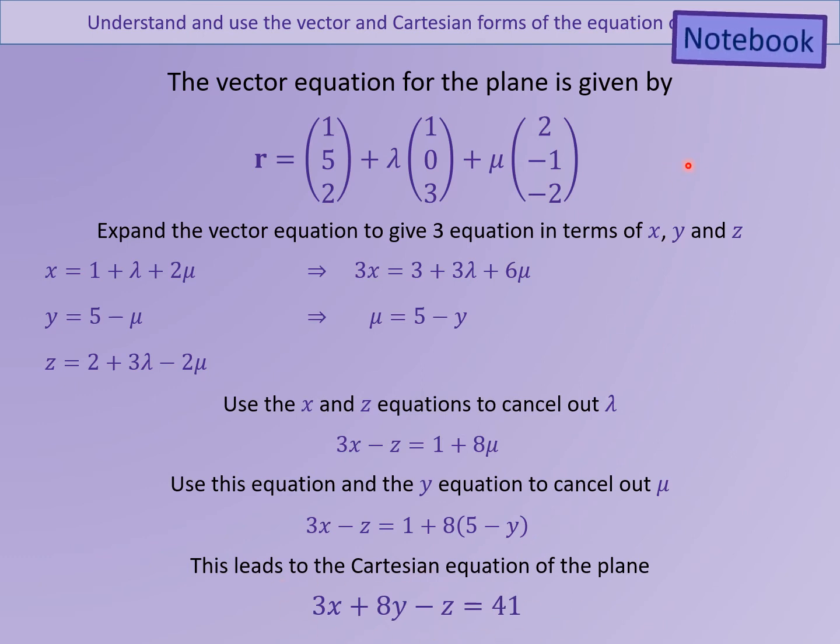So what you've seen there is how to go from a vector equation into a Cartesian equation. And we've also seen how to get from the r dot n equals d form to the Cartesian equation as well. So you've got the three different forms of the equations of planes, and you need to know how to convert between each.